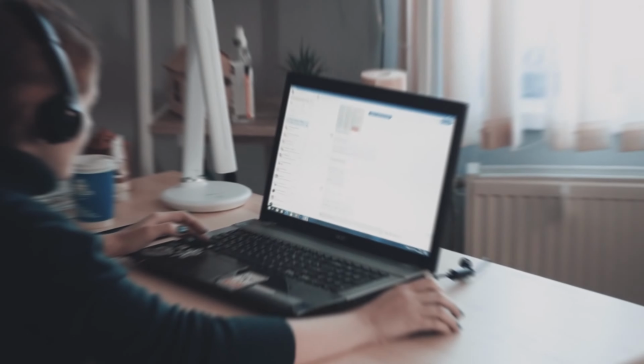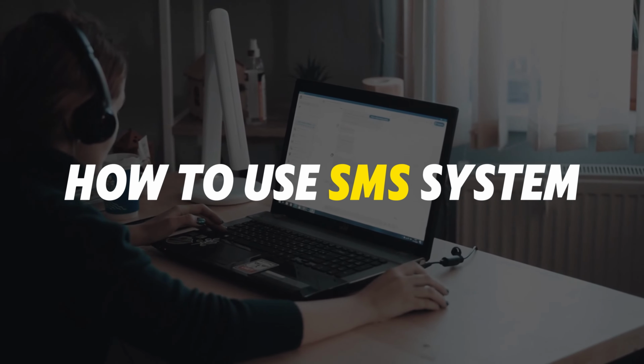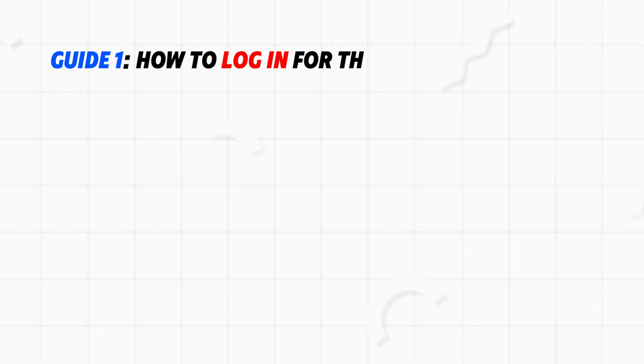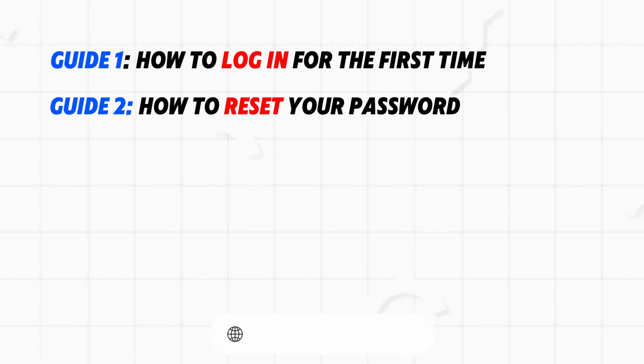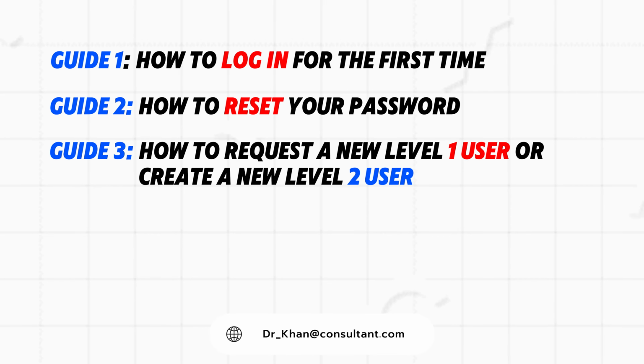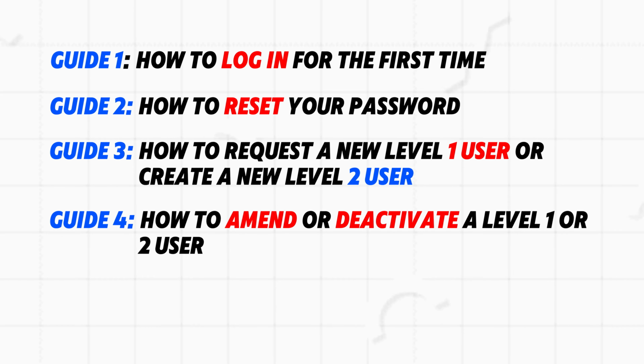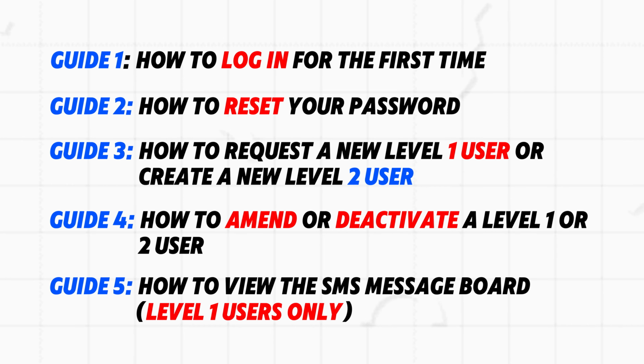In this video, I will guide you how to use the SMS system. This video is about how to log in to the SMS system, which is the Sponsorship Management System, how to reset your password, how to request a new level 1 user or create a new level 2 user, how to amend or deactivate a level 1 or level 2 user. And in the last, I will show you how to view the SMS message board, level 1 user only.